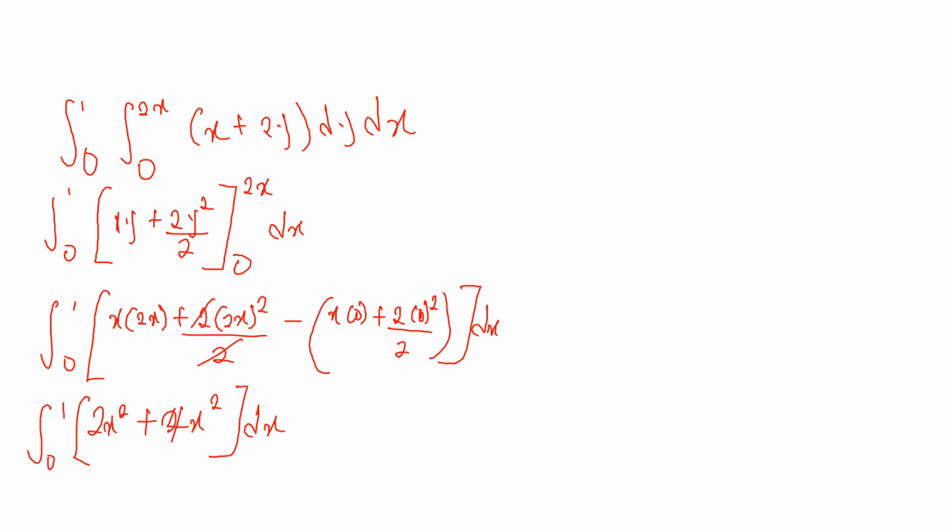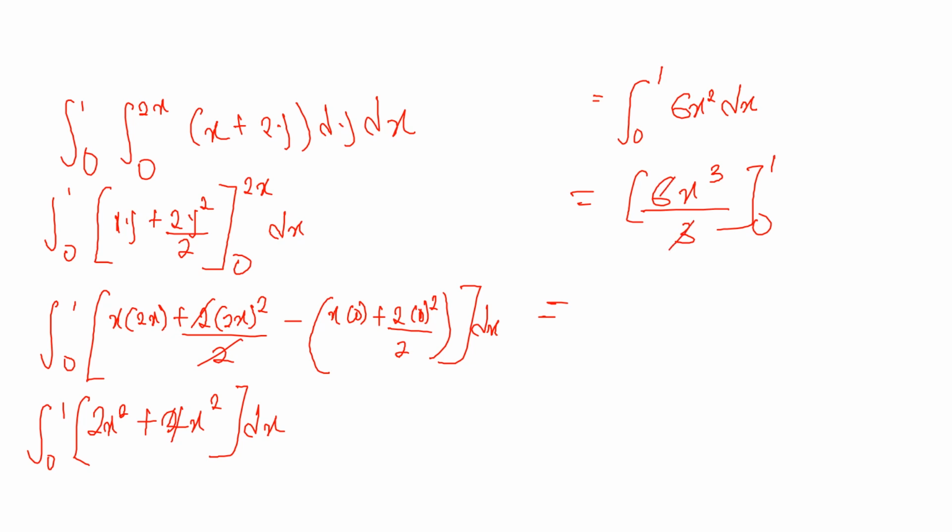So if you continue, you have the integral of 6x squared dx. If you integrate 6x squared dx, you will have 6x to the power of 3 over 3. Then your boundary 1 to 0. Then you have 6 divided by 3, that is 2. So you are going to have 2x cubed.